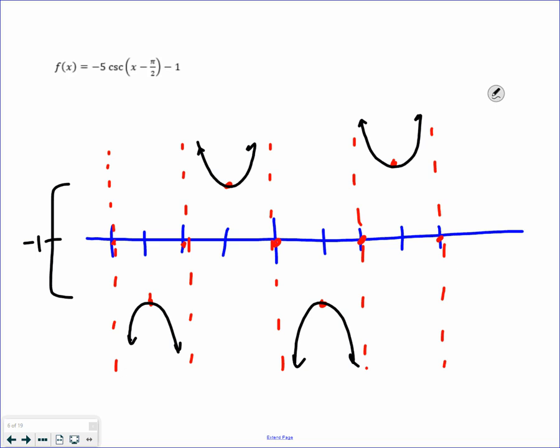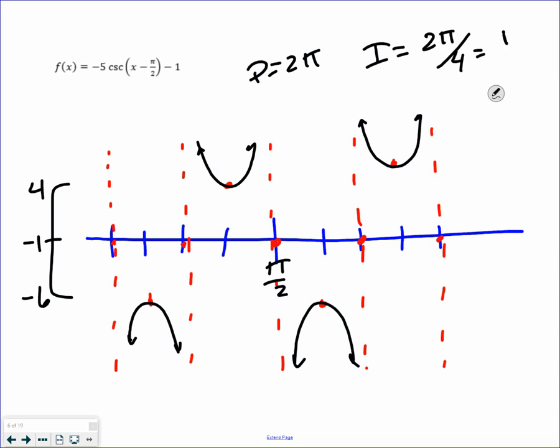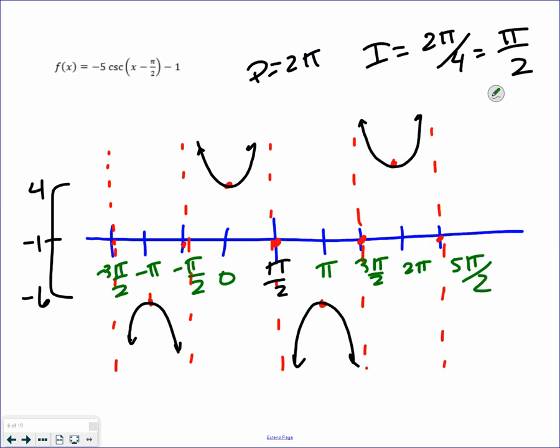-1, up and down 5. So if I go up 5 and down 5, phase shift, the middle is at pi over 2. And now period length. Interval, take the period, divide by 4. And so I'm going to add pi over 2 going to the right and subtract pi over 2 going to the left. So if I add pi over 2 each time, going to the right, and subtract pi over 2 going to the left. And there it is.